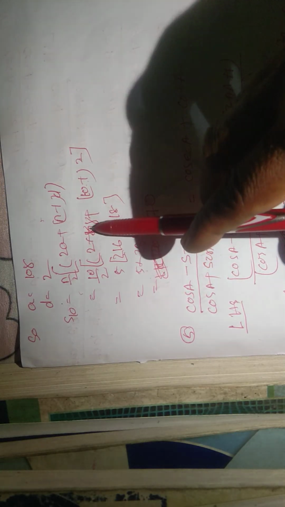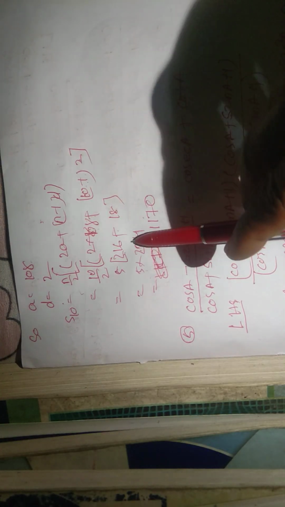Last 10 terms will start from a51, that is equal to 8 plus 50 into 2, that is equal to 108. So a is equal to 108, d is equal to 2, s10 is equal to n by 2 whole into 2a plus n minus 1 whole into d, that is 10 by 2 whole into 2 into 108 plus 10 minus 1 into 2, that is 5 into 216 plus 9 into 2, 18, that is equal to 5 into 234, that is equal to 1170.